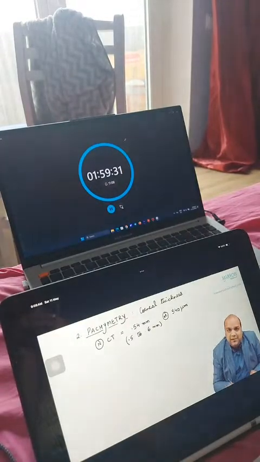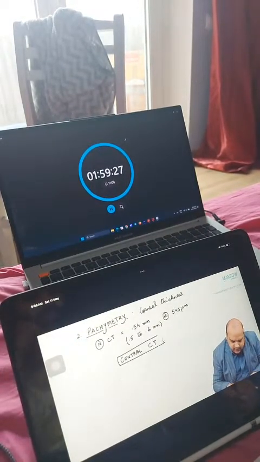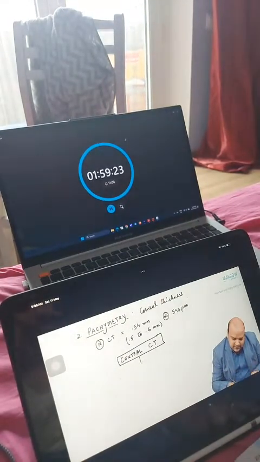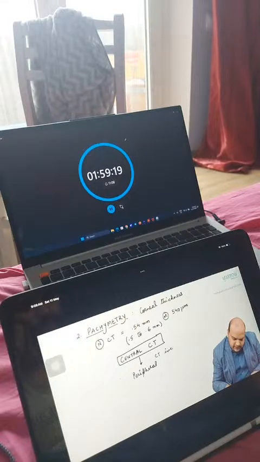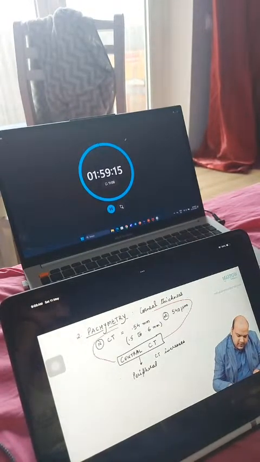Remember, when we're talking about these figures, this is the central corneal thickness. We are majorly concerned with the central corneal thickness. Apart from that, from central to peripheral, the corneal thickness will increase. Am I clear? So all these figures pertain to the important central corneal thickness.